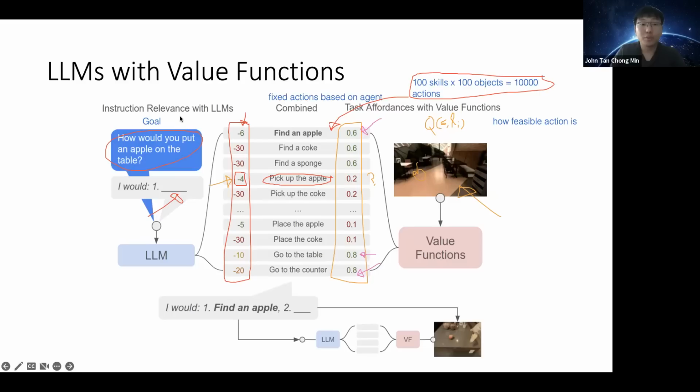So both the instruction relevance here and the task affordance, after you multiply them together, you also multiply this by an exponential probability. So it's like e to the power of -6. In the end, you do something like that. So you take this multiplied by this value here to get the final value when you combine them together. And the one with the highest value would be the one that you choose, which in this case is the apple.